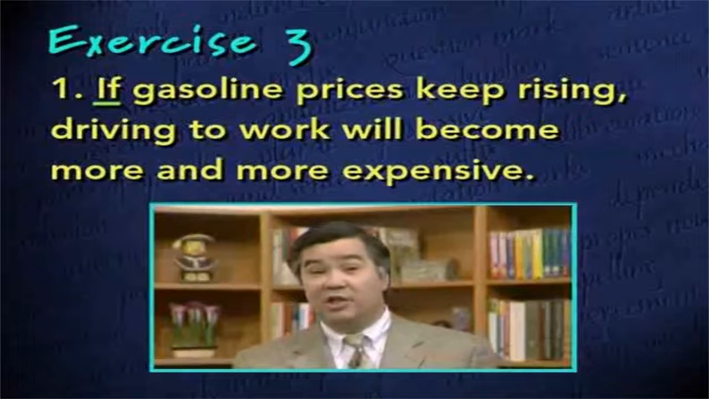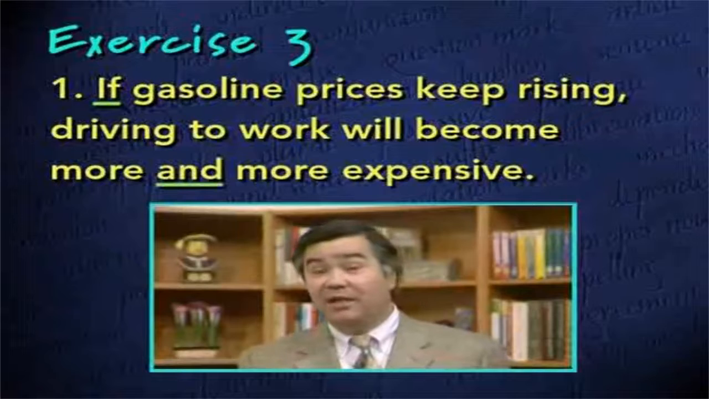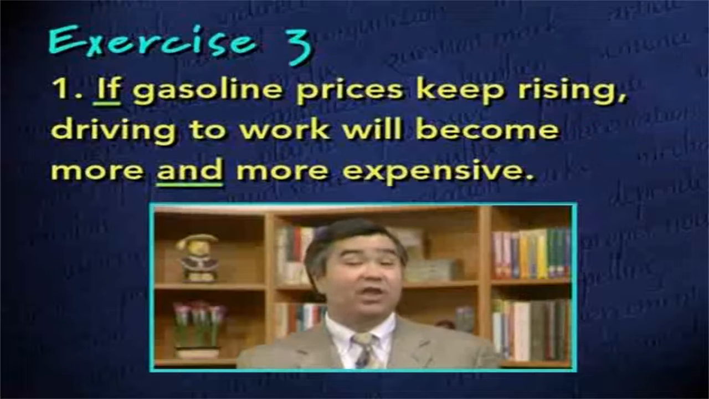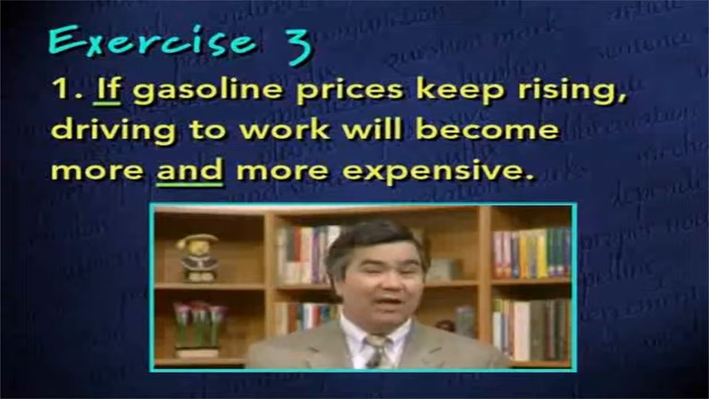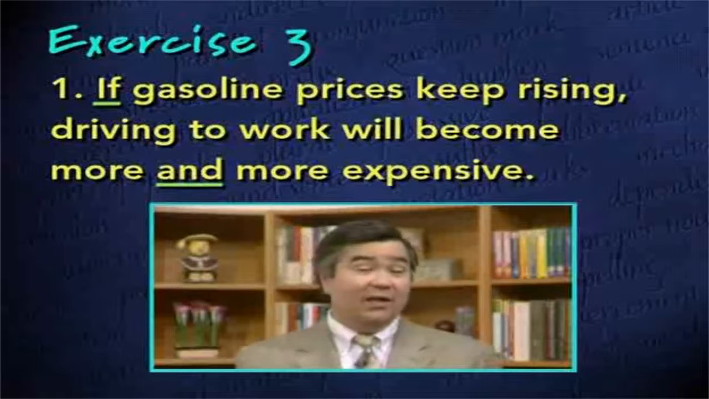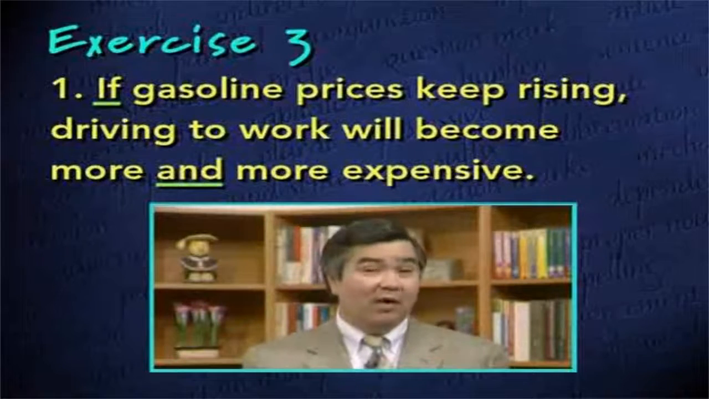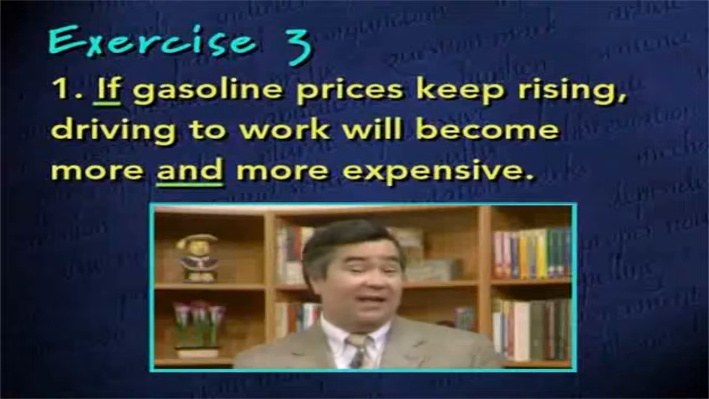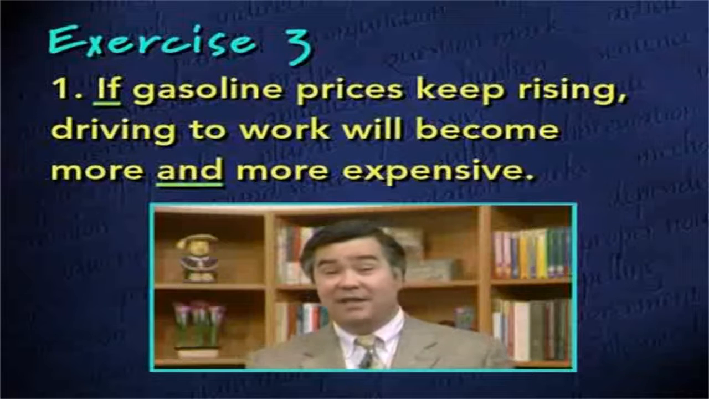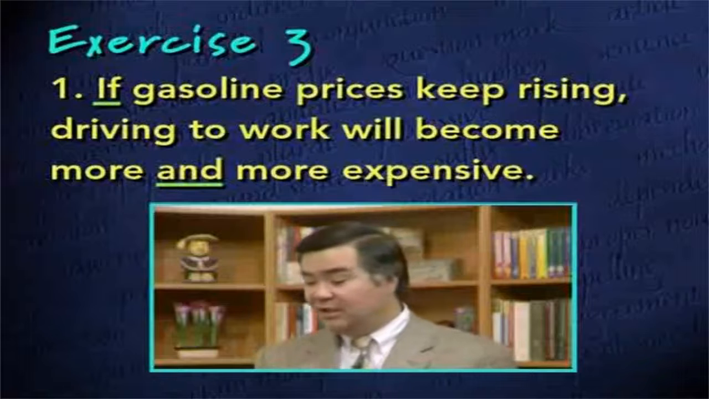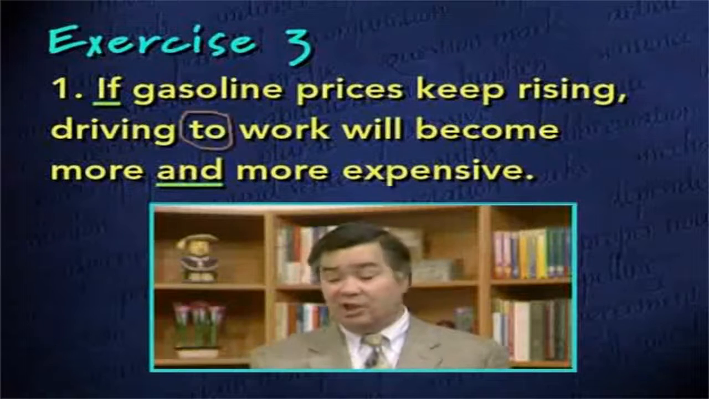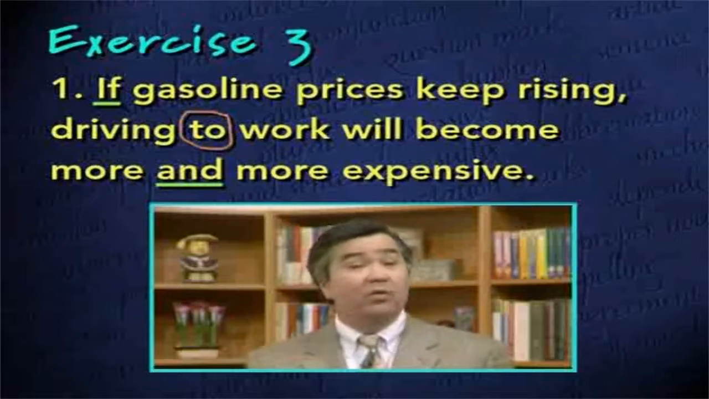If gasoline prices keep rising, that can't stand alone as a sentence. It's a subordinate clause, and the word that introduces it is a subordinating conjunction, if. The other conjunction is and. Remember that there are 7 coordinating conjunctions which connect words or phrases or clauses that are more or less equal in importance. Here, and is connecting the word more and more expensive. And is the most common of the 7 coordinating conjunctions. So that's the second conjunction that appears in this sentence. There's one preposition, to, driving to work.